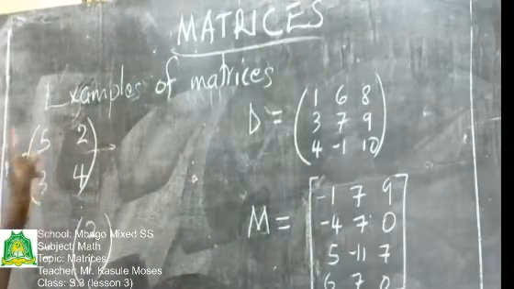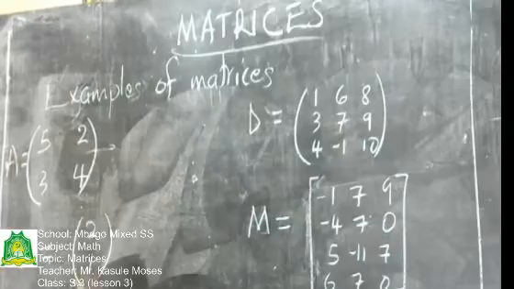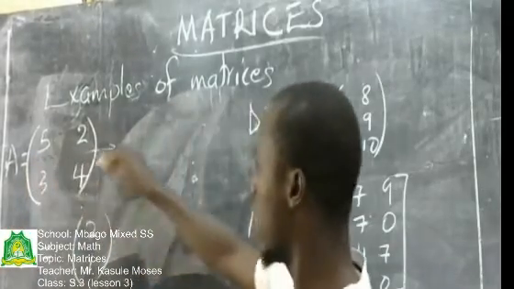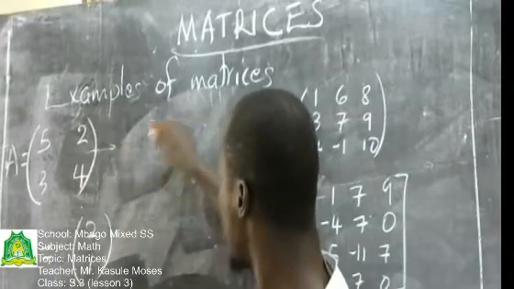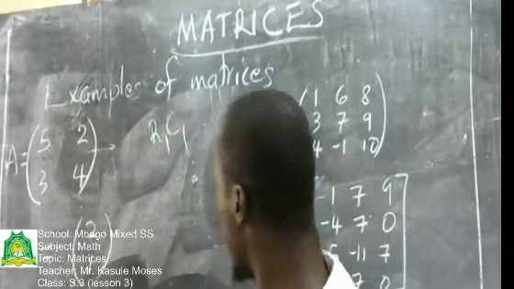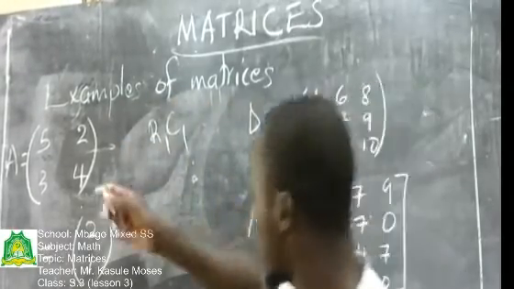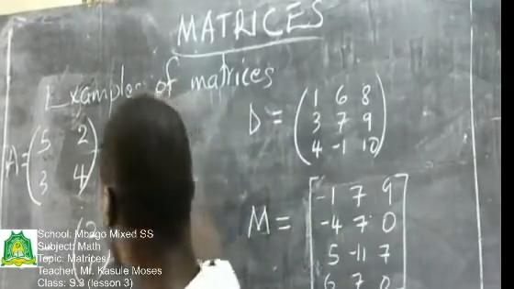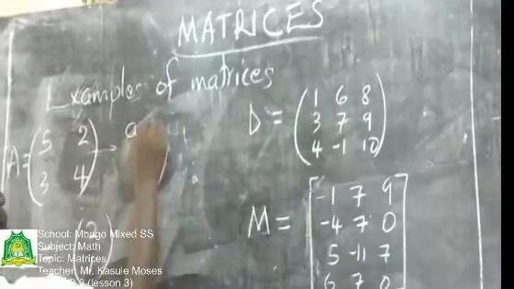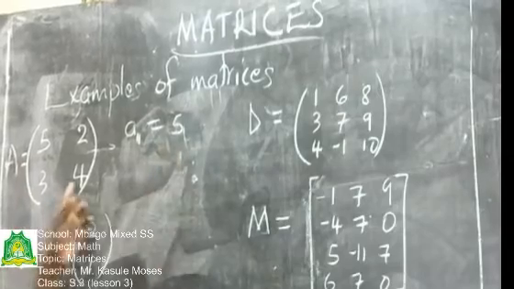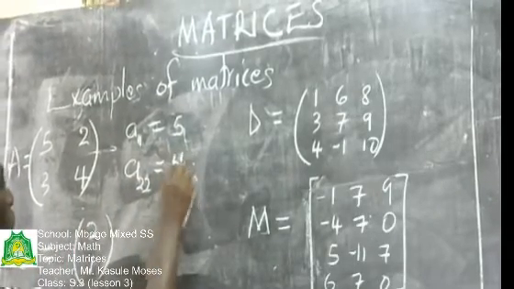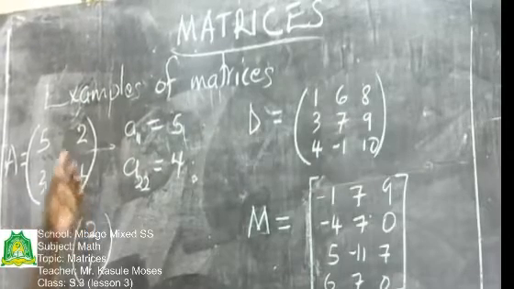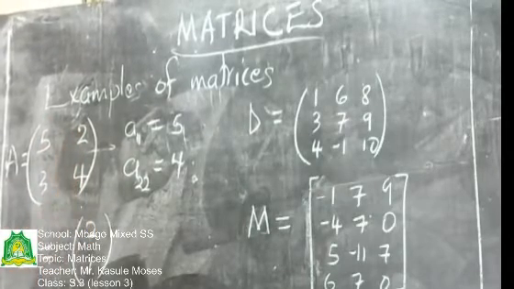When you look at our matrix A, our element 5 is in the first row and the first column. First row, first column. So I can call it the element A11 is 5. Element 4 is 2. It is in the second row, then second column.